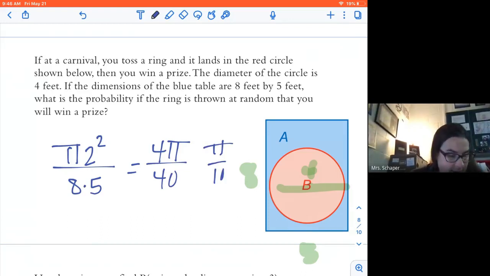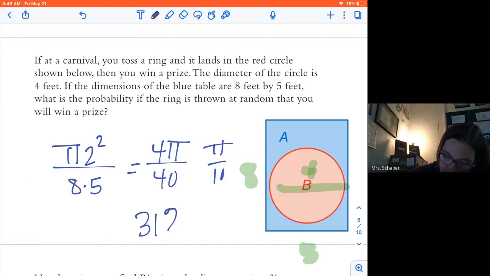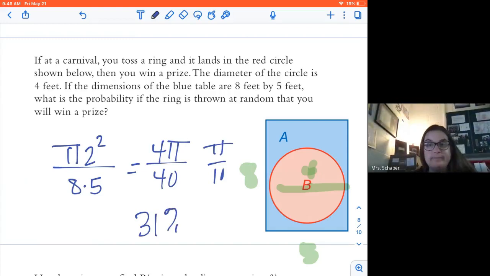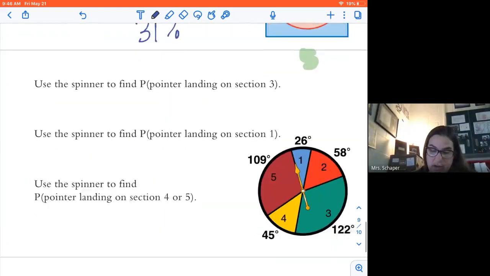So let's take pi, let's just leave it as divided by 10. Let's turn this on. Pi divided by 10 is going to give us, well, I should have known that, 31% chance of landing. 31% chance. All right, here we go.